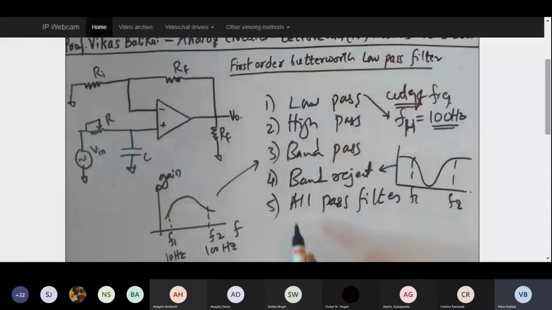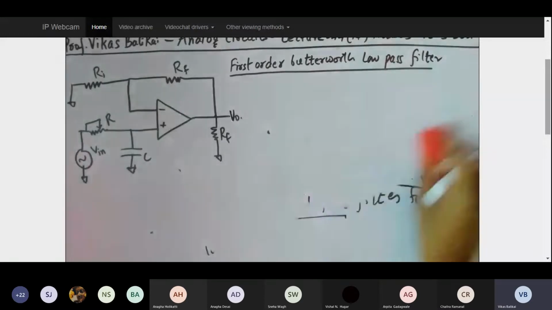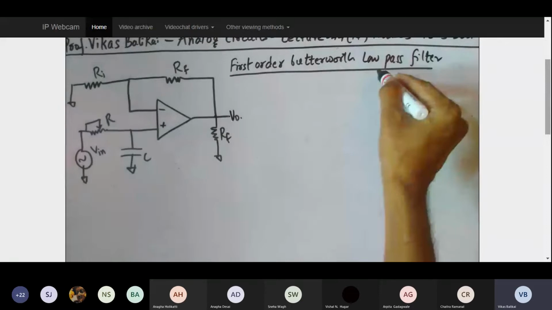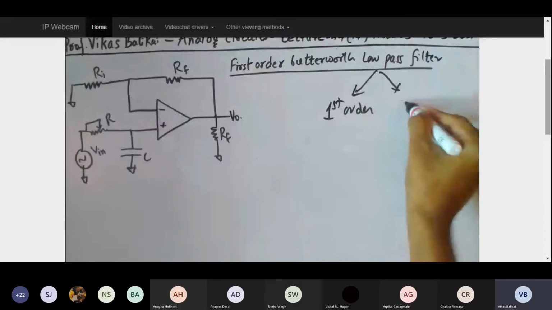So basically, all pass filter will pass every signal through it. Band reject will reject a band of signals. Band pass will pass a certain band of signals. High pass will pass only the higher frequency signals. Low pass filter will pass only the lower frequency signals. So that's about the classification of active filters. Now again, when I say low pass filter, I can subsequently classify it as first order and second order.